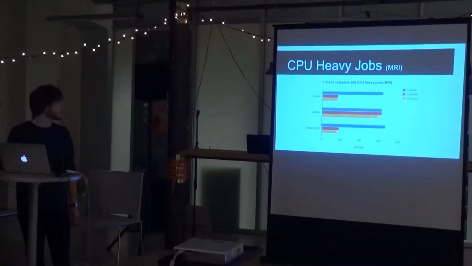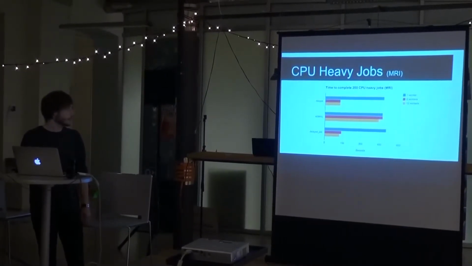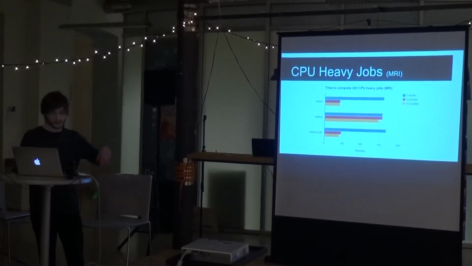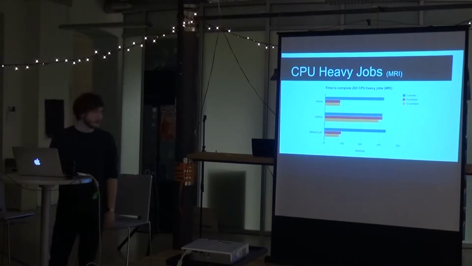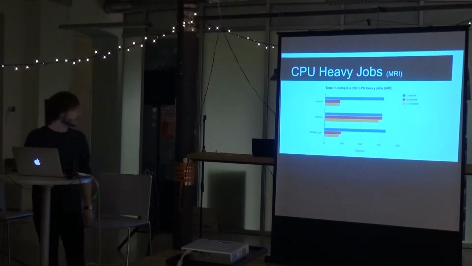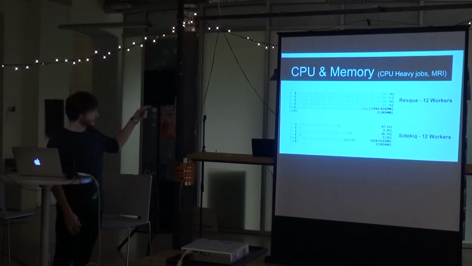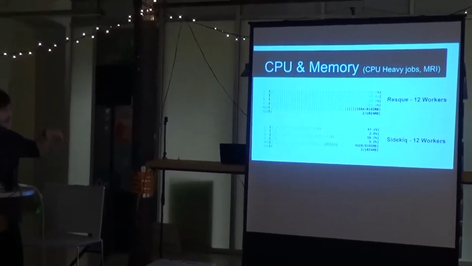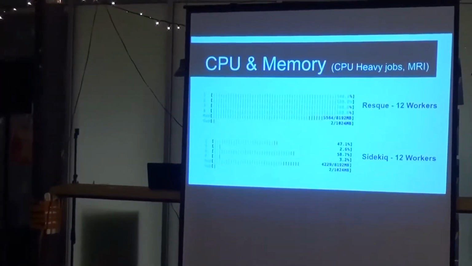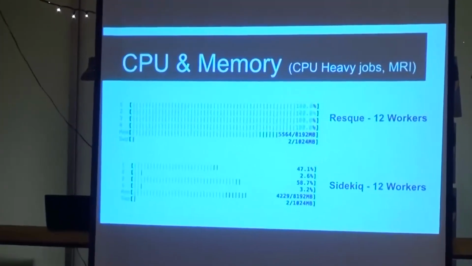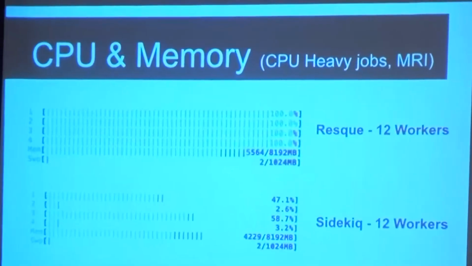So let's move on to CPU heavy jobs, where the CPU utilization was really hard. And we can see Sidekiq is a big loser here. It takes a lot of time to process this batch of jobs. And we will see in the next slide why that happens. So this is the CPU and memory footprint with Resque and Sidekiq. I left out Delayed Job because Resque is really similar to Delayed Job and even a bit better, so I didn't even bother with it.